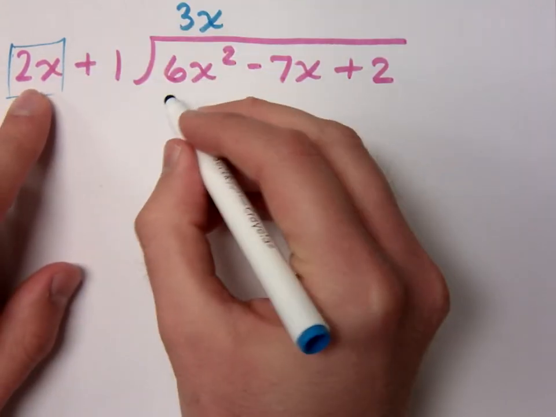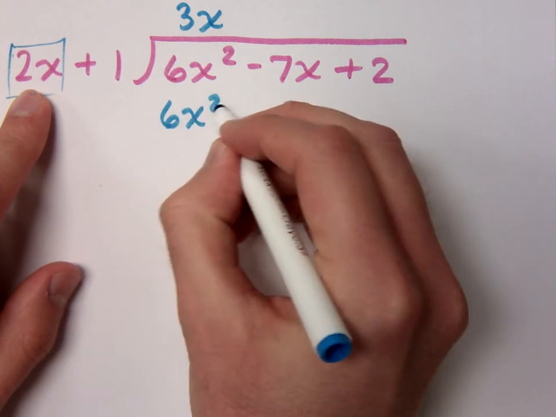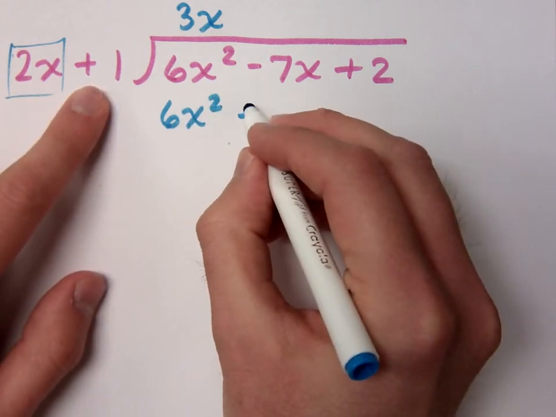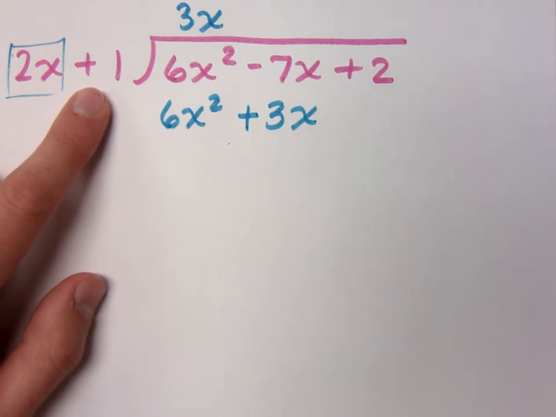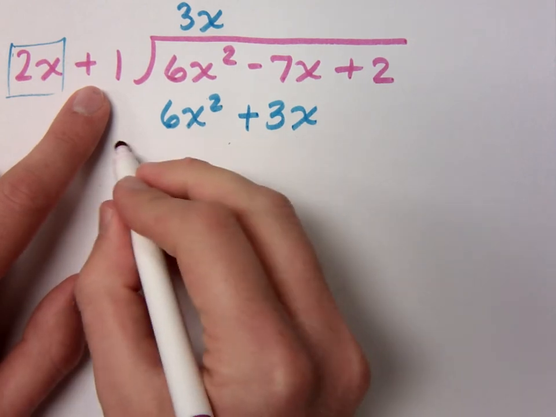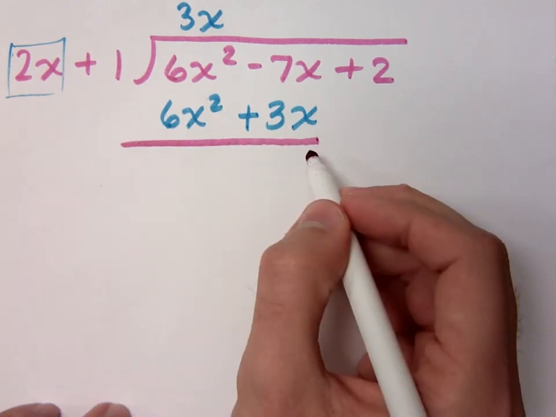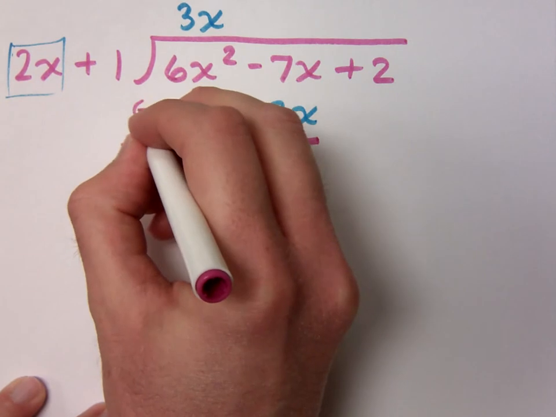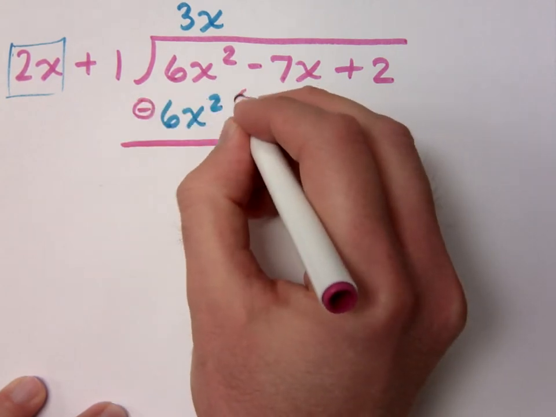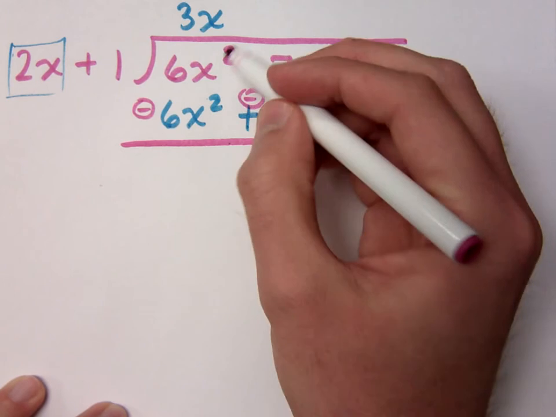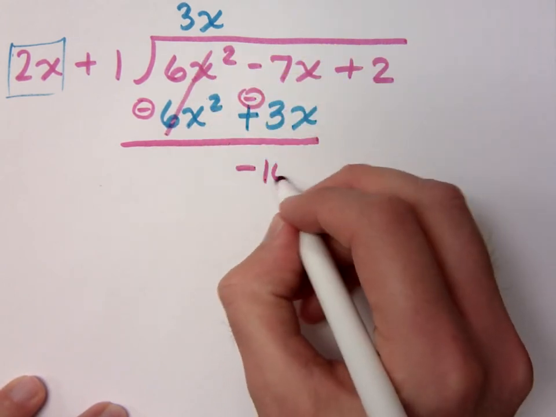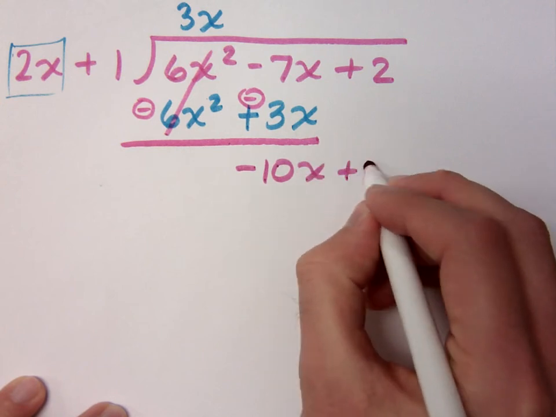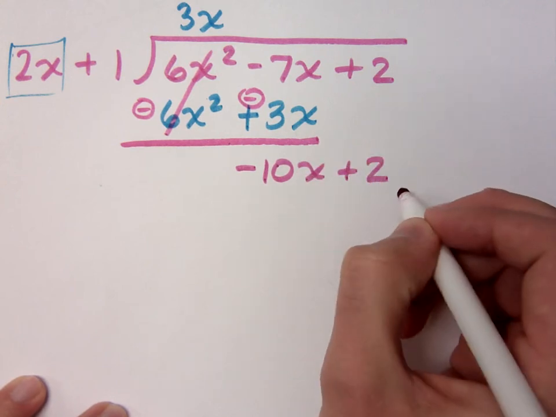What do you have? 6x squared and then what? It's plus 3x, right? So if you use a different color whenever you do some of your steps, it might help you out here. So now I'm going to draw the line and do what? Change this positive to a negative. 6x squared cancels, and what do I have now? Negative 10x. Negative 10x plus 2. Do you agree? Yes. Okay.